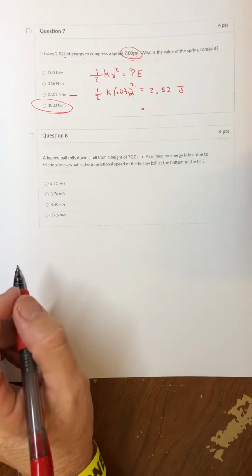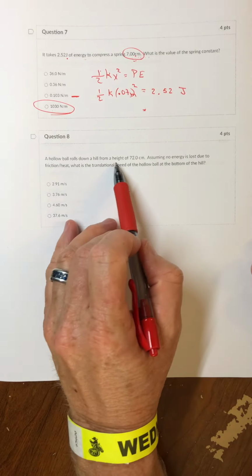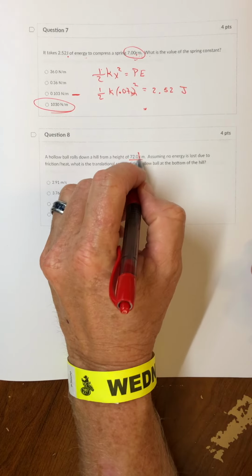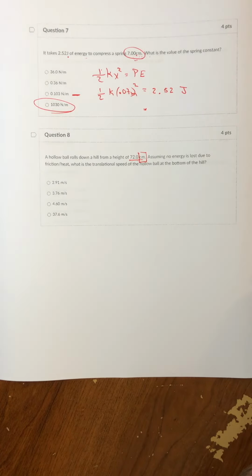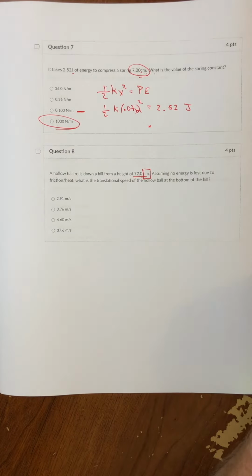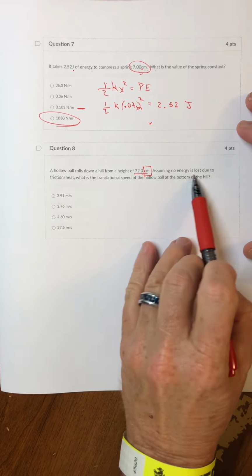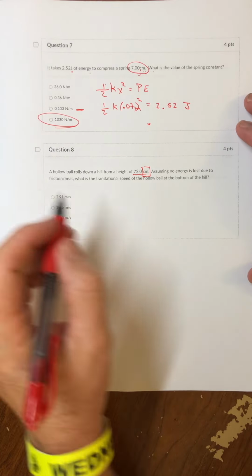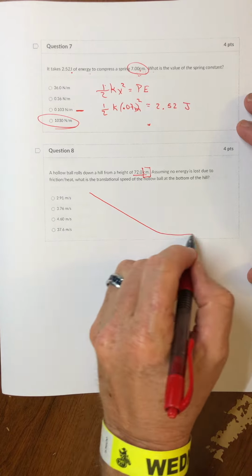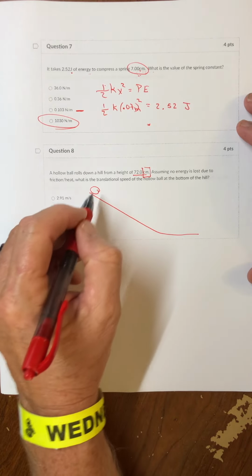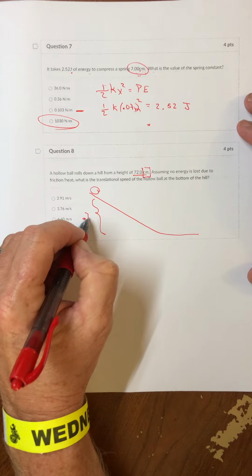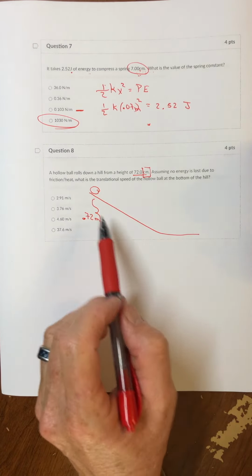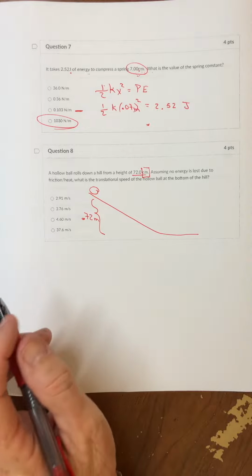All right, so number 8 has a hollow ball that rolls down a hill from this height. And again, watch your units. It's in centimeters, so just like number 7, back to chapter 1, watching our units and converting our units. Okay, assuming no energy is lost due to any kind of friction or heat. So in other words, it rolls down the hill, and so starting at a height, and I'm going to put 0.72 meters. What is the translational speed of the hollow ball?